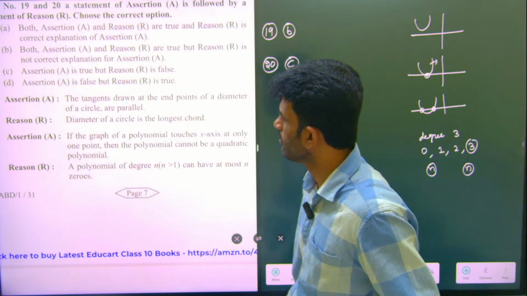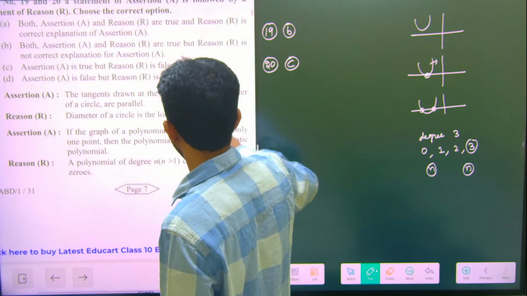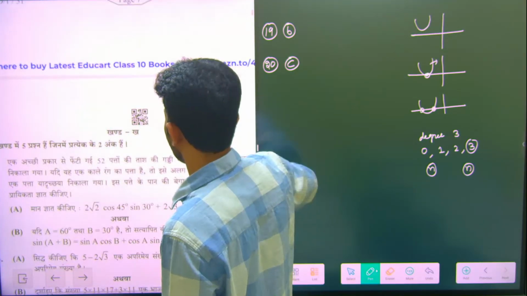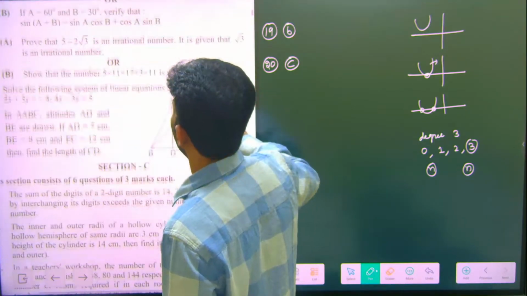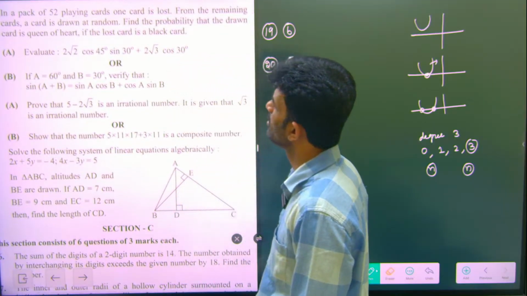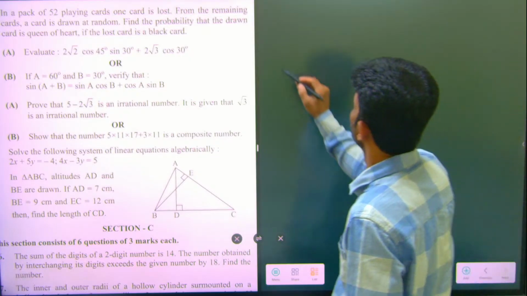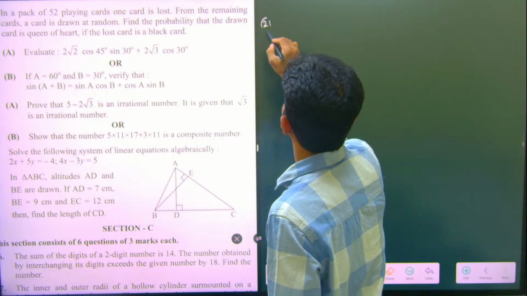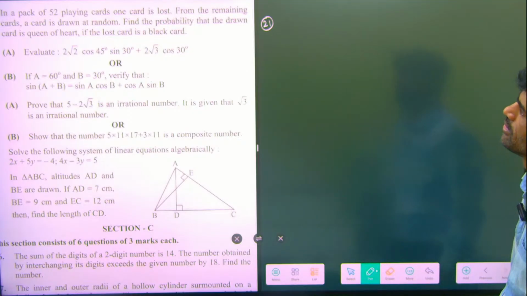So these are objective. Now let's discuss 2 marks also today. 2 marks questions, how they are, how much time we take. Did you see this question number 21 again? Question number 21 in 2 marks.